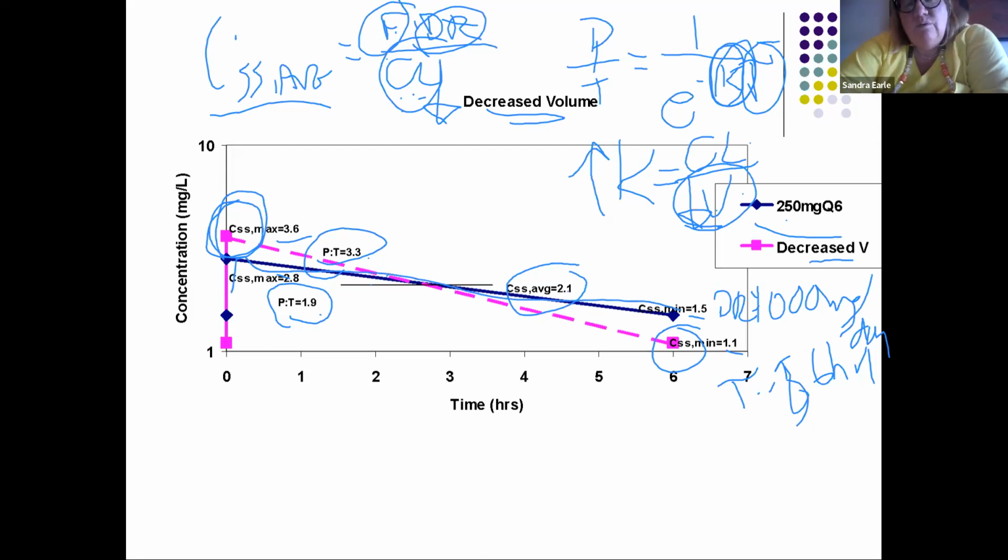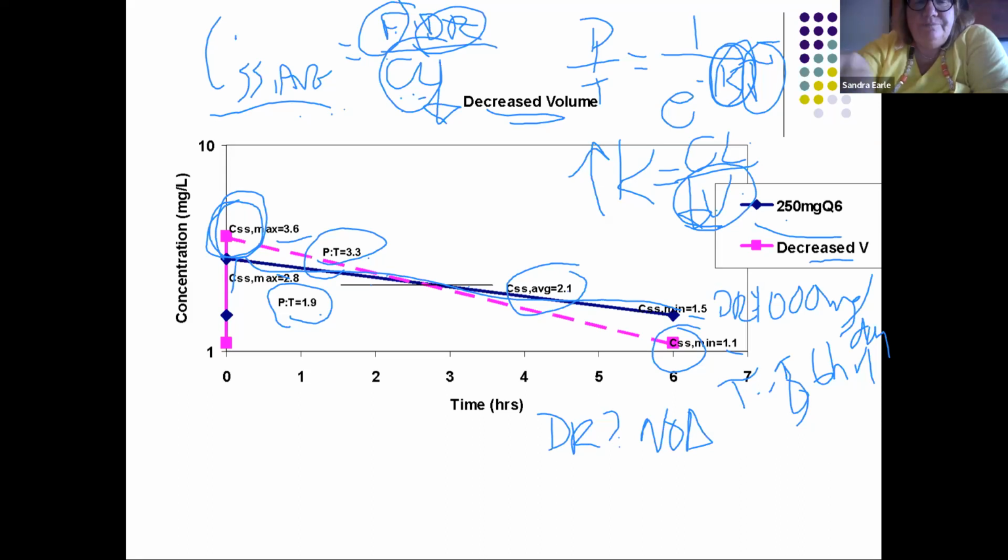What if we want that? What are we going to do? Do we want to change dose rate? How do we decide if we want to change dose rate? We look at CSS average. Has CSS average changed? Is it what we want? Our CSS average has remained the same. So we're not going to change our dose rate, are we?